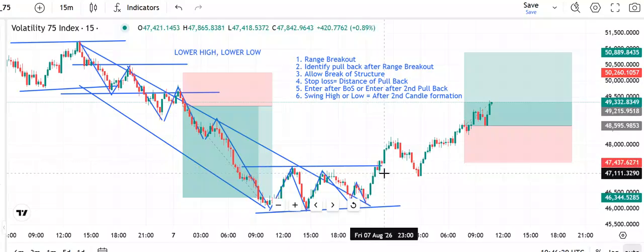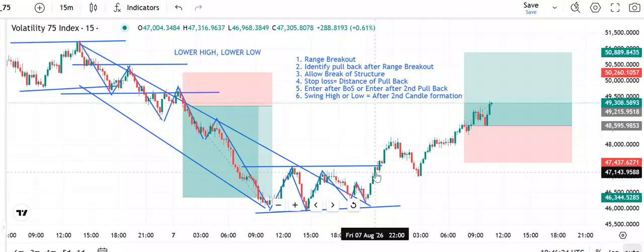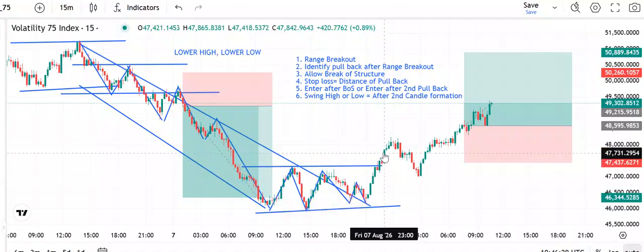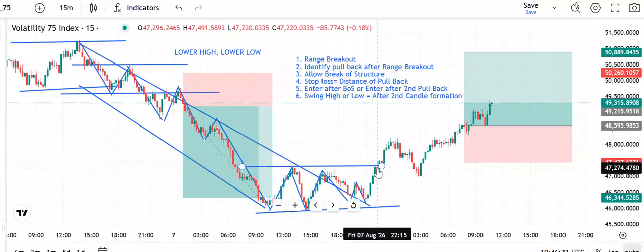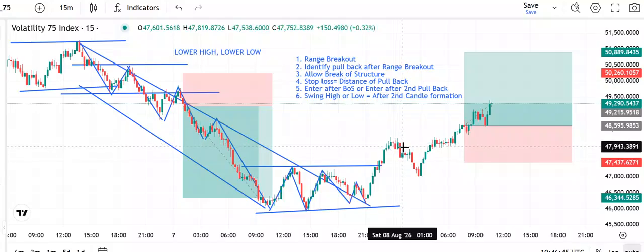What do I mean by base? As price starts to form green candles, then you see just one red candle, then price starts to form green candles again. That one candle is a base, like a temporary stop, a temporary pause. That's a base. Then price continues. Then you start to see a drop. So this is a pullback.